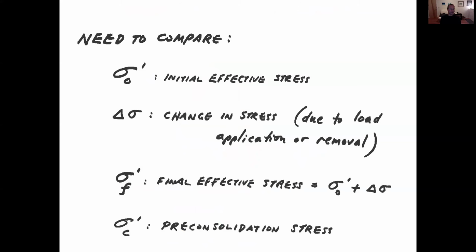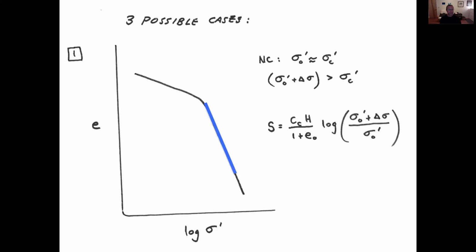We need to compare a starting stress, the initial effective stress, the change in stress due to application, and it could even be removal of load. The final effective stress, sigma naught prime plus delta sigma, occurs at time infinity, as you recall, after at least several years, typically in field applications, and the pre-consolidation stress. And you'll see that there are three possible cases, and I'd like to look at those.